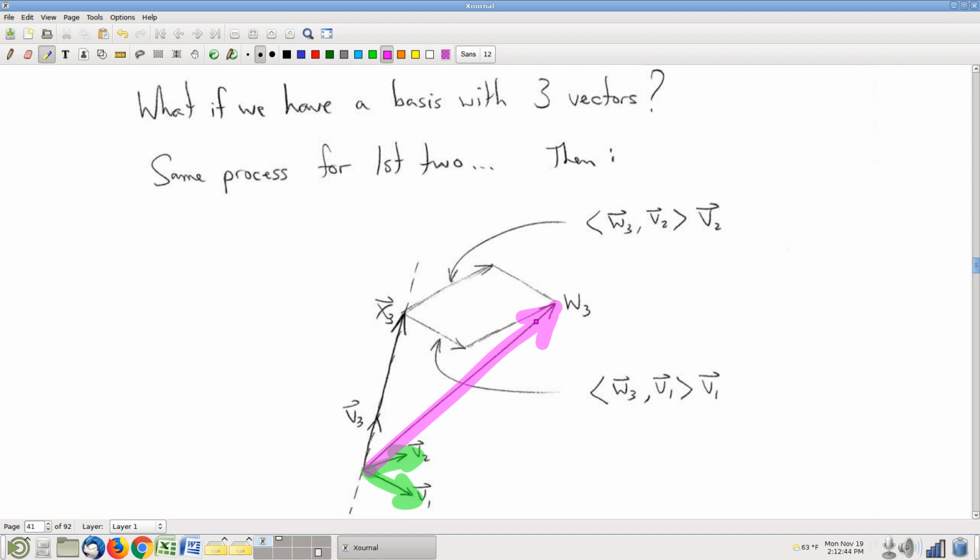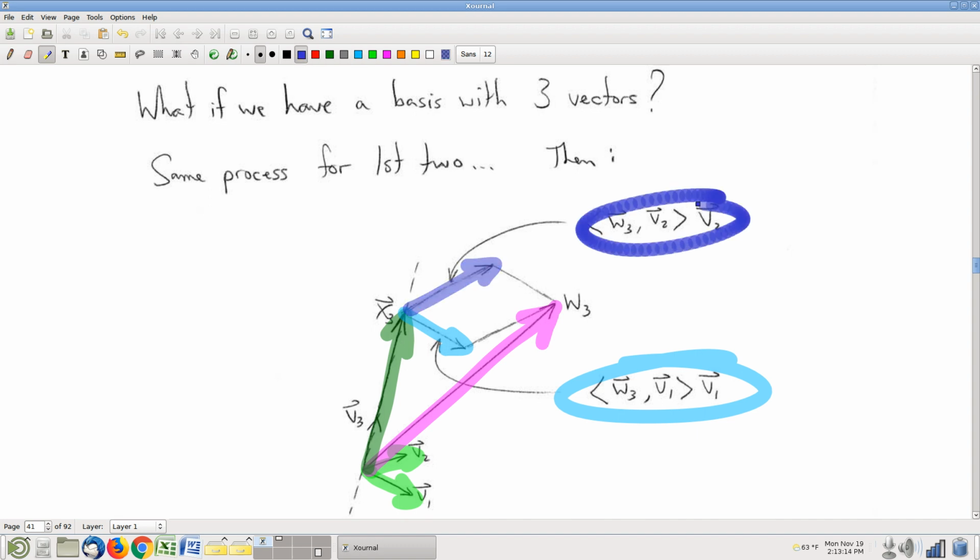Well, that third vector, there are 2 things that I don't like about it. What I like about the third vector is the part that's perpendicular to the first 2. What I don't like about it is, well, there's a component in the direction of V1 that I compute by the exact same formula I used on the previous page. And there's a component in the direction of V2 that I compute by the exact same formula from the previous page, right?